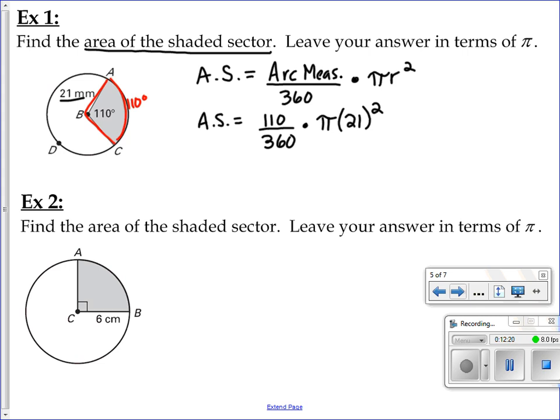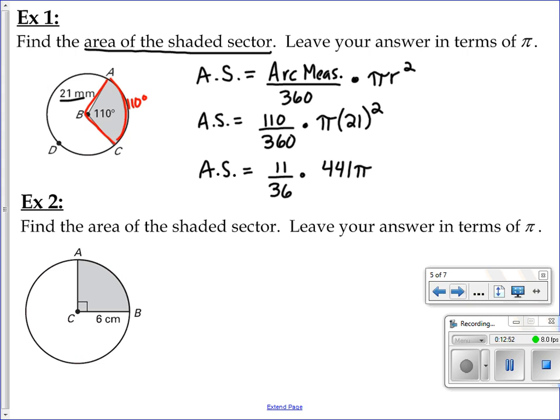And what I would do first is simplify 110 over 360. So think about what you could take out of it. You could take out a 2. You could take out a 4. Okay, you can actually take out a 10. So when you simplify it, it will become 11 over 36. And then I would also square the 21. So kind of do 2 steps in 1 here. So 21 squared is 441. And I'm actually going to put that first in front of pi.